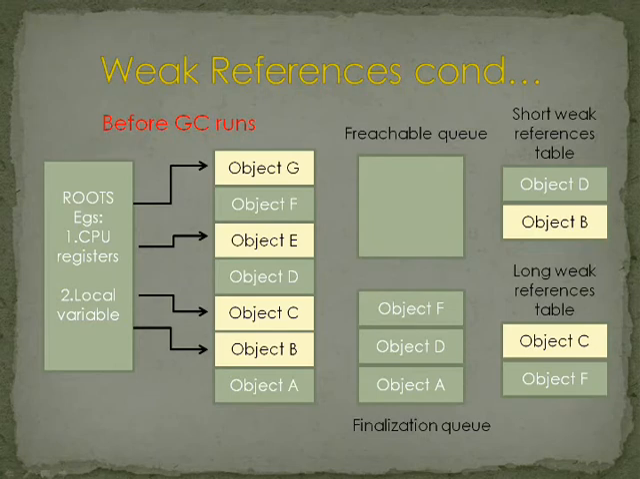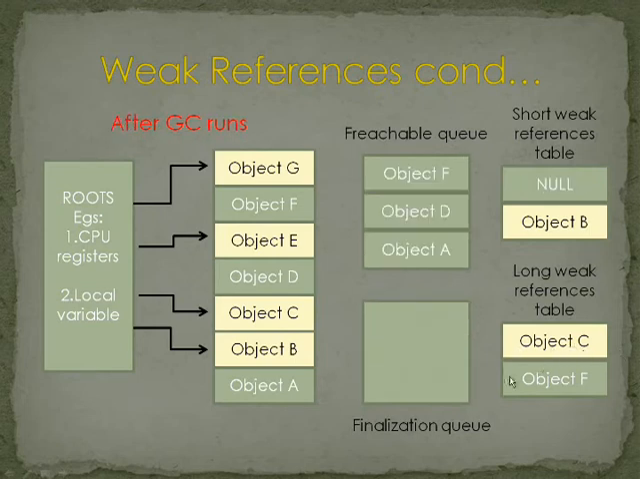The garbage collector scans the long reference table. If a pointer in the table refers to an object that is not part of the graph, then the pointer identifies an unreachable object and the slot is set to null. Since both objects C and F are part of the graph, none of them are set to null in the long reference table.